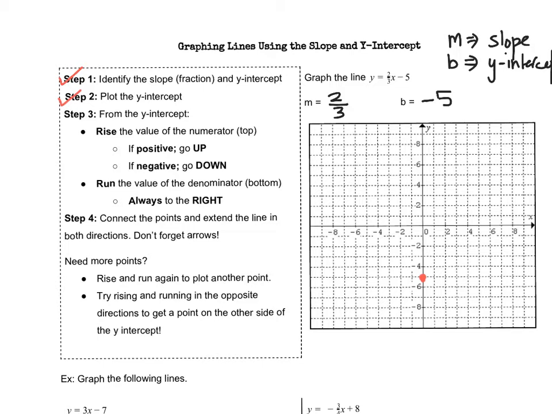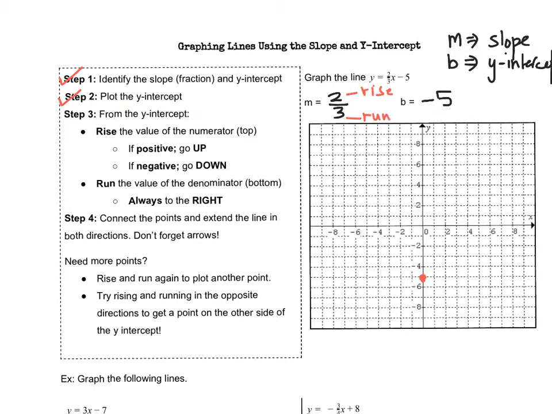For step 3, you have to now look at the slope. From your y-intercept, wherever the y-intercept is, you have to determine what you're going to do. If the slope is positive, then you go up always. And how much do you go up? By the rise. So in this case, what's the rise here? Rise is 2 and run is 3.